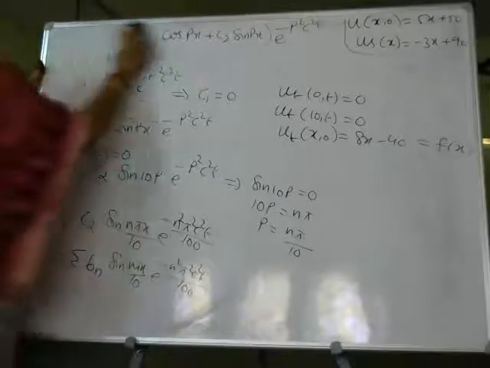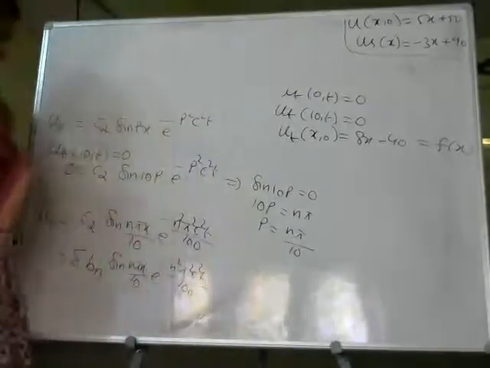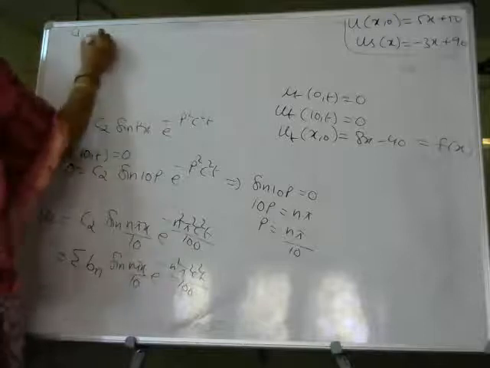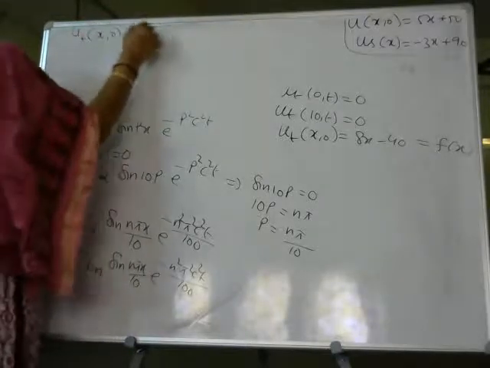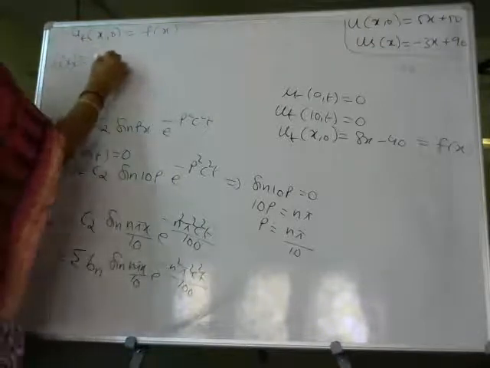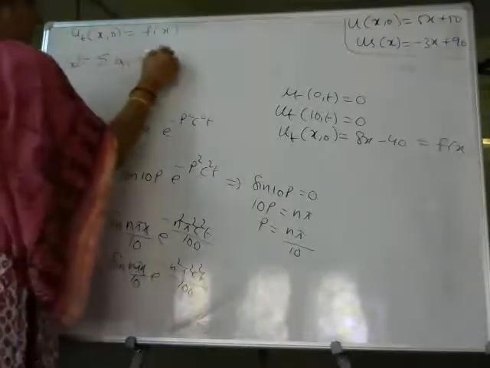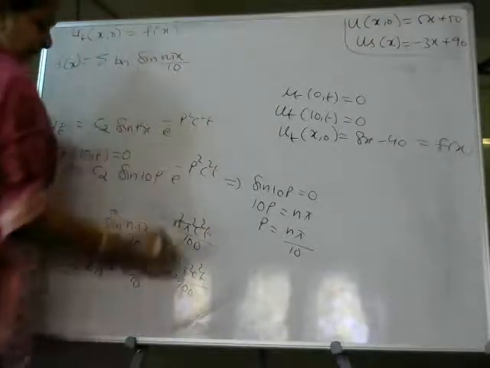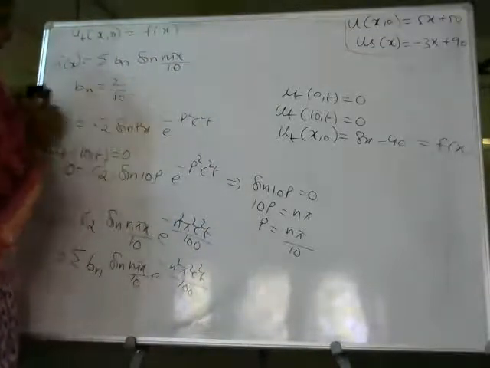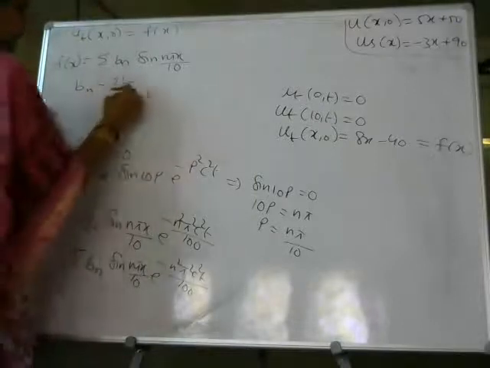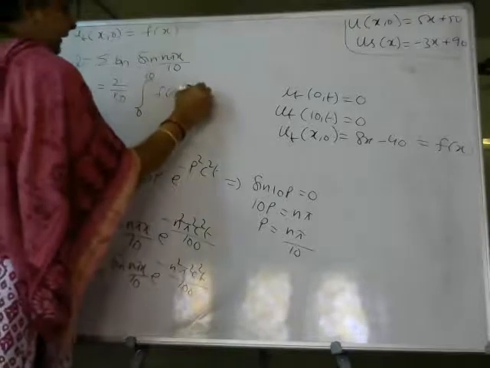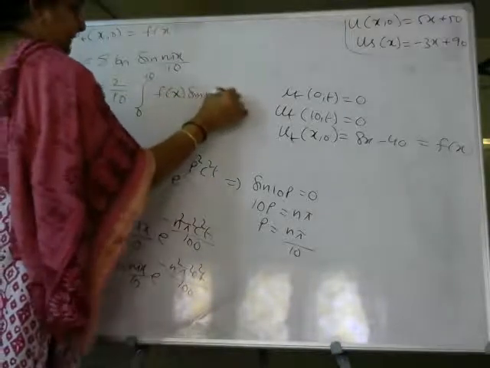Now we'll substitute the third condition. What is the third condition? u at x comma 0 equal to f of x. So f of x is equal to sigma bn sin n pi x by 10. E power 0 is 1. So bn is equal to 2 by 10 integral 0 to 10 f of x sin n pi x by 10 dx.